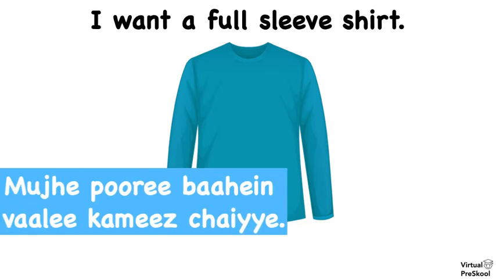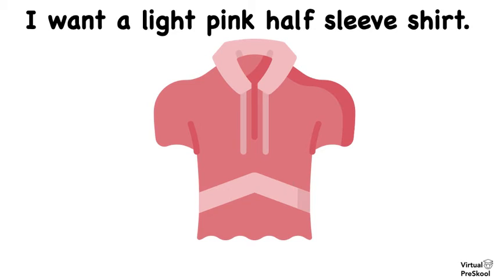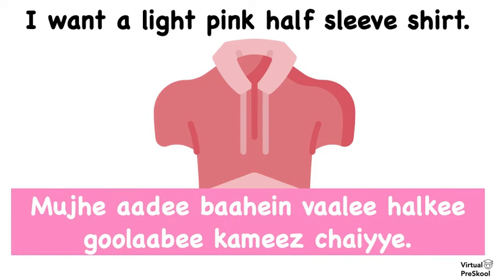Let's take a look at the answer. मुझे पूरी बाहें वाली कमीज चाहिए. Next one. Now that you've done those sentences, we're going to add some colors to add some complexity. I want a light pink half sleeve shirt. How would you say that in Hindi? मुझे आधी बाहें वाली हल्की गुलाबी कमीज चाहिए.